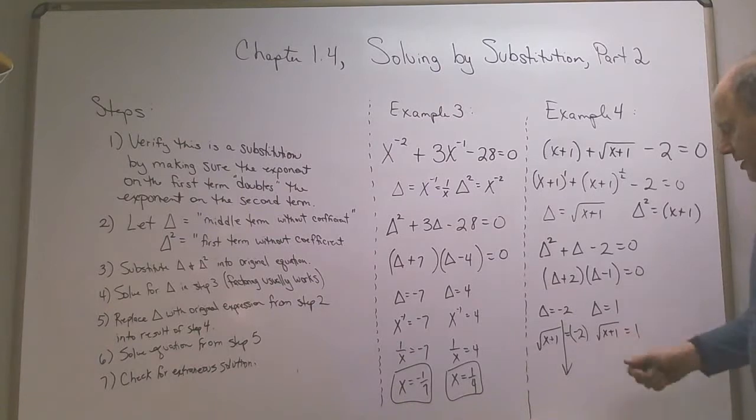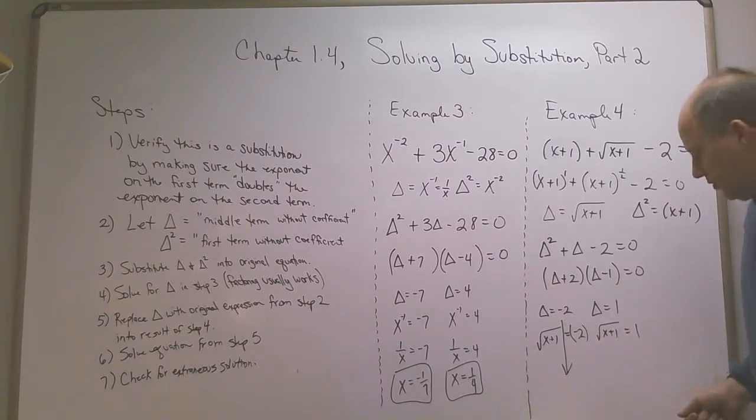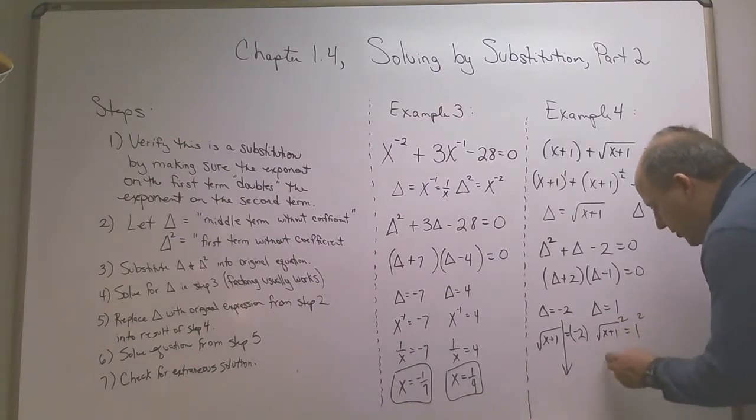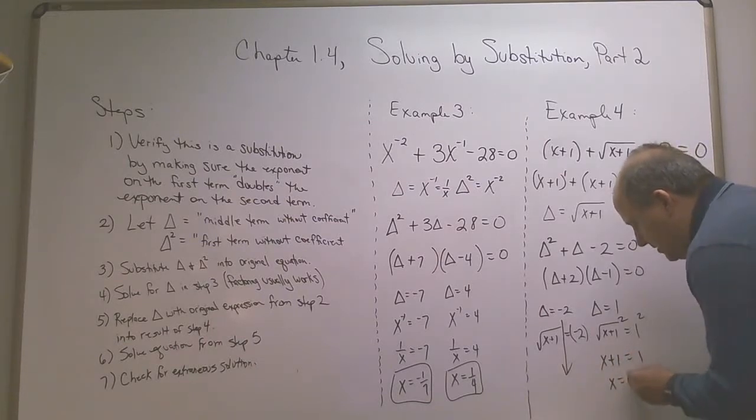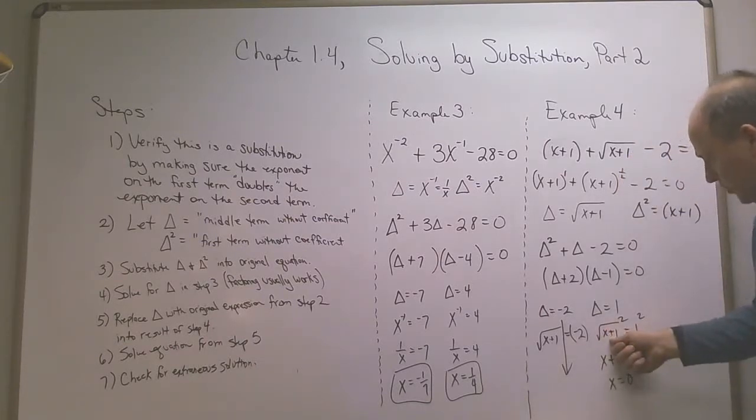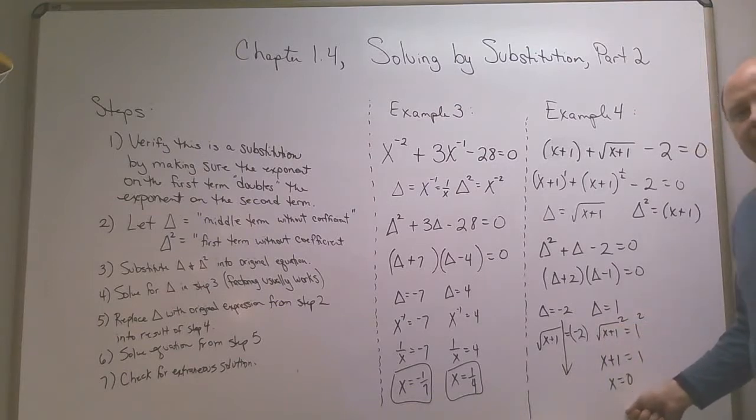And this one, okay, you can take the square root of something and get 1. So if you square both sides, you get x plus 1 equals 1. And so x appears to be 0. And 0 plus 1, square root of that is 1. So 0 seems to be fine.